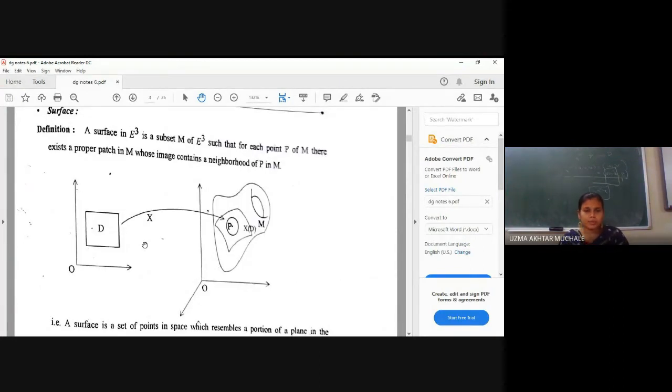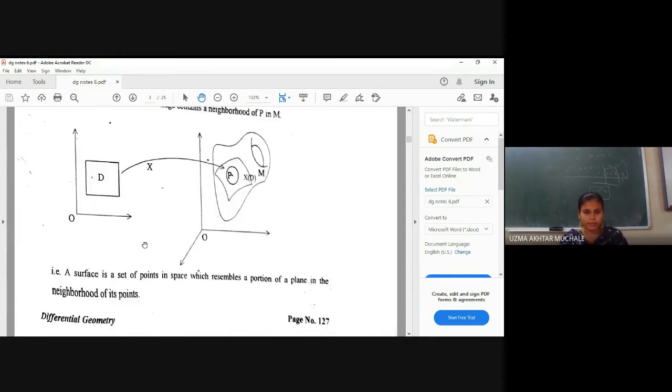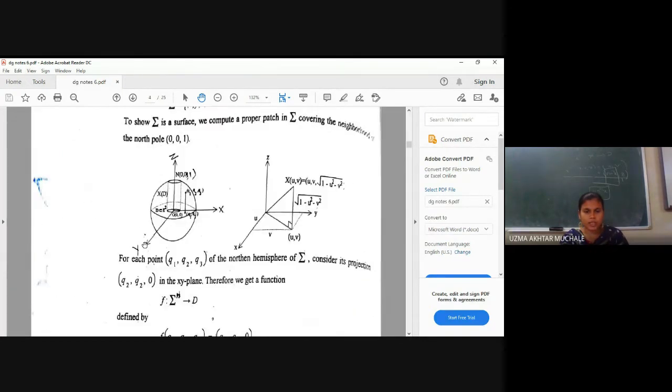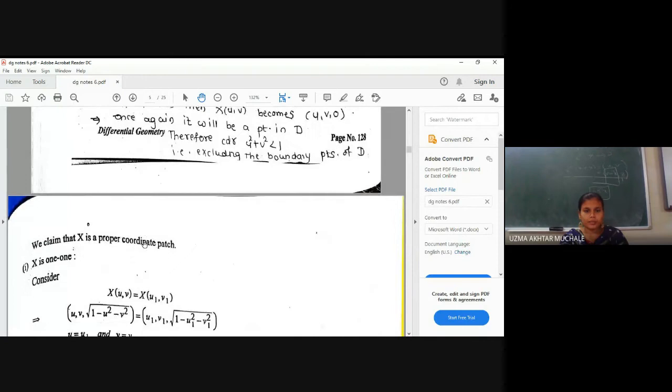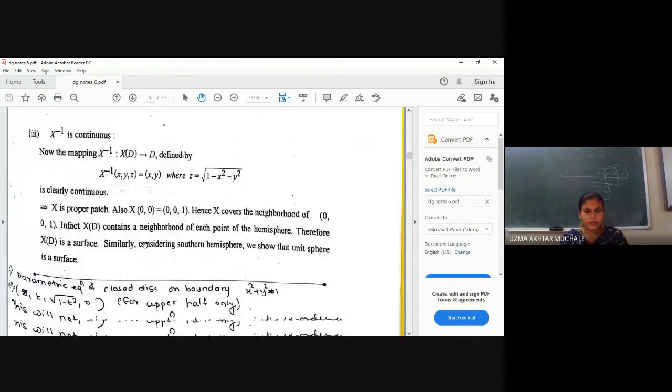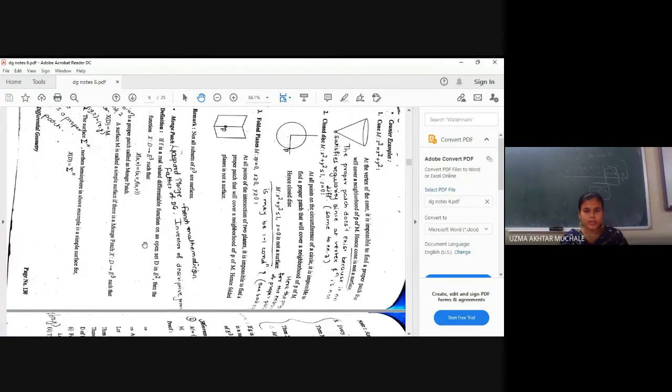Let M be any subset of E3 space such that for any point P of M there exists a proper patch in M whose image contains a neighborhood of a point P. Okay, so we have seen the example of how to cover the North Pole with the help of having a proper patch, right? After the example of this, we have seen the non-examples of the surface.